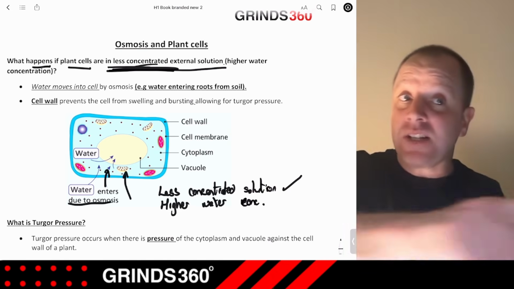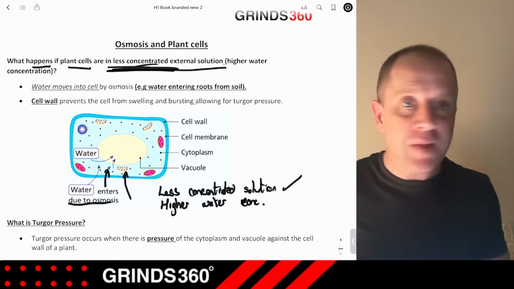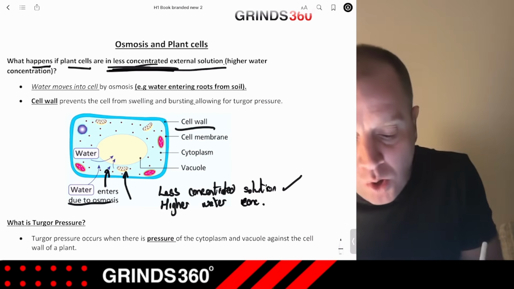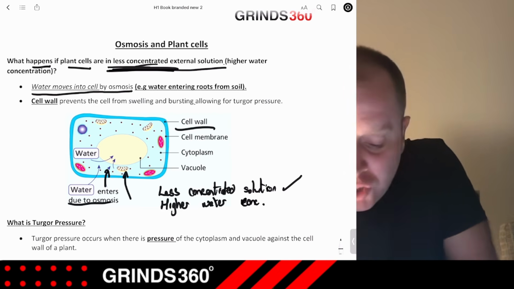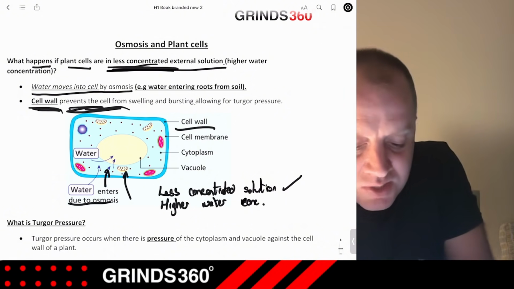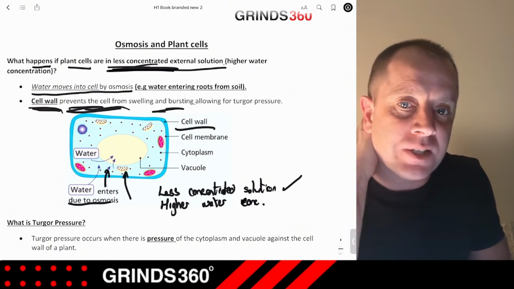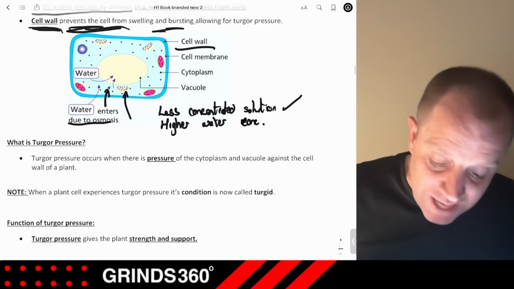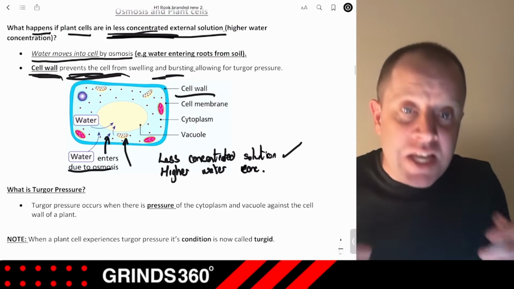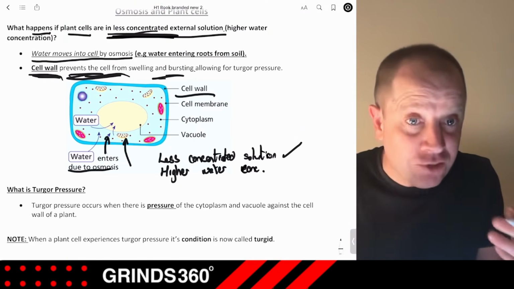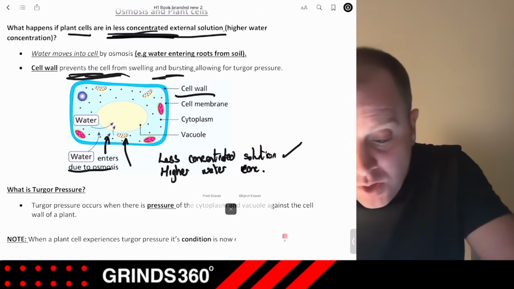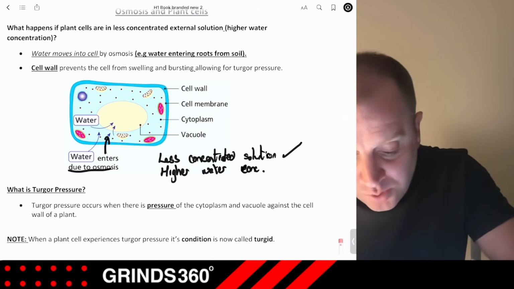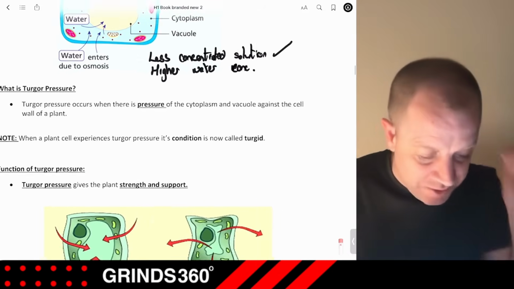Now, if that was an animal cell, it would burst and die. Plant cells don't, because they have a cell wall. So water moves into the cell by osmosis, but it doesn't burst. Why? Because the cell wall prevents it from bursting. Not only that, it also allows turgor pressure to exist. So we're going to tie this now in with turgor pressure. Okay? Now, let me show you this here.